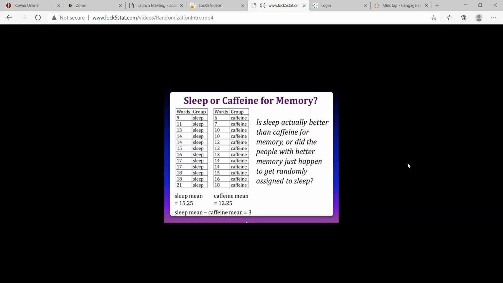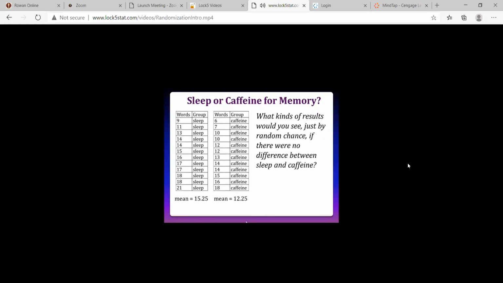Big question: is sleep actually better than caffeine for memory, or did the people with better memory just happen to get randomly assigned to sleep? To answer this, we need to actually do a randomization test. We need to simulate what would happen just by random chance.